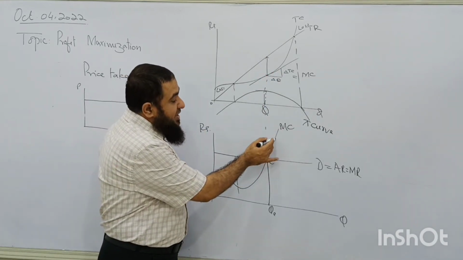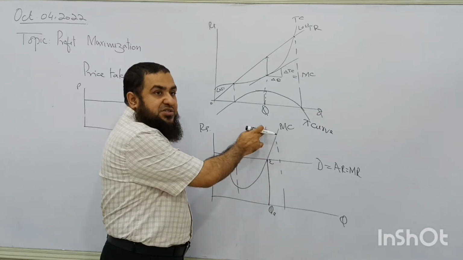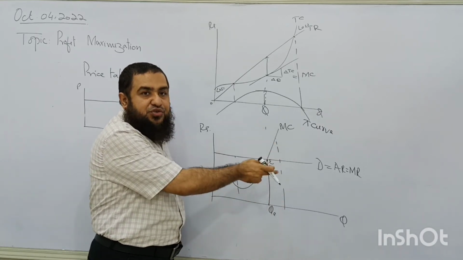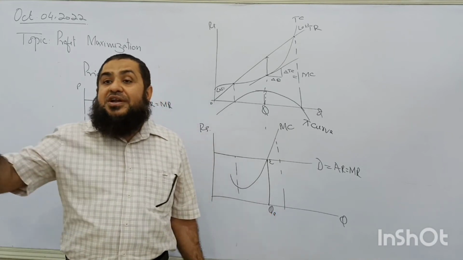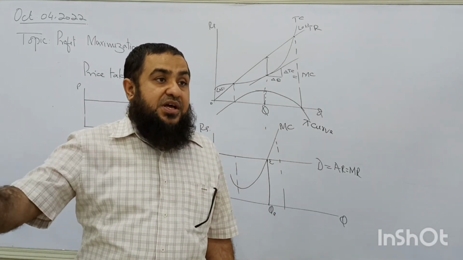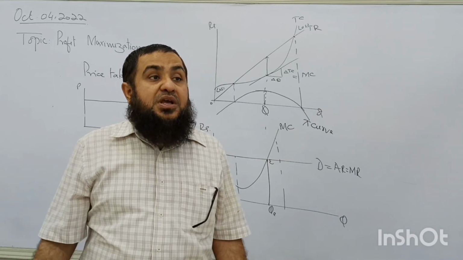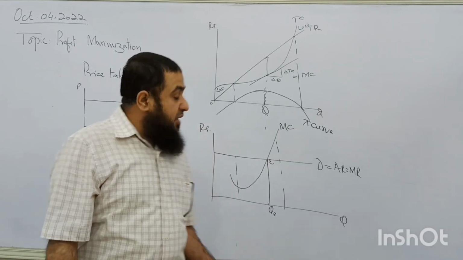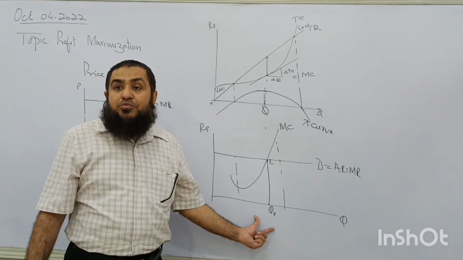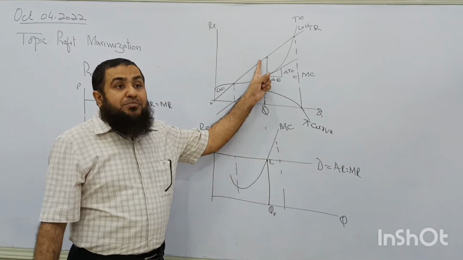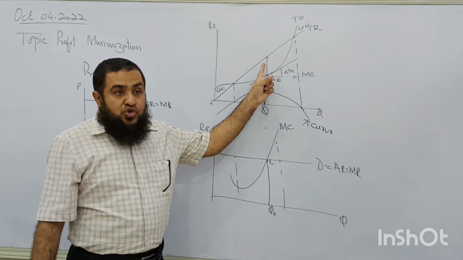But after this, what is happening? Marginal cost is higher than marginal revenue. Do you think the firm will produce the extra unit? Because it is not adding to the total profit, but rather the marginal profit is going to be less and less. So it will stay at this level of output where marginal revenue is equal to marginal cost, and it is able to maximize its total profit.